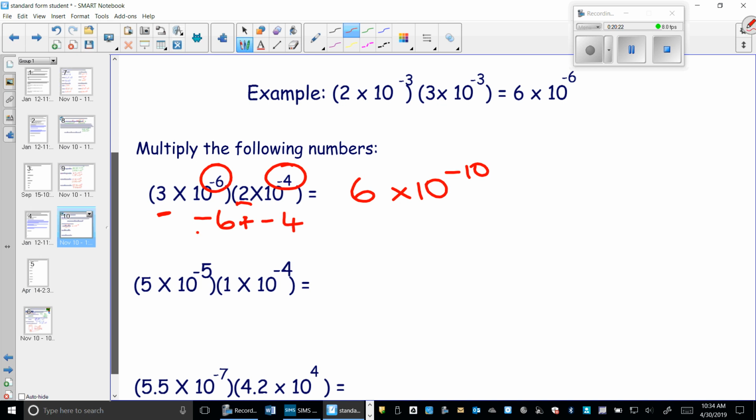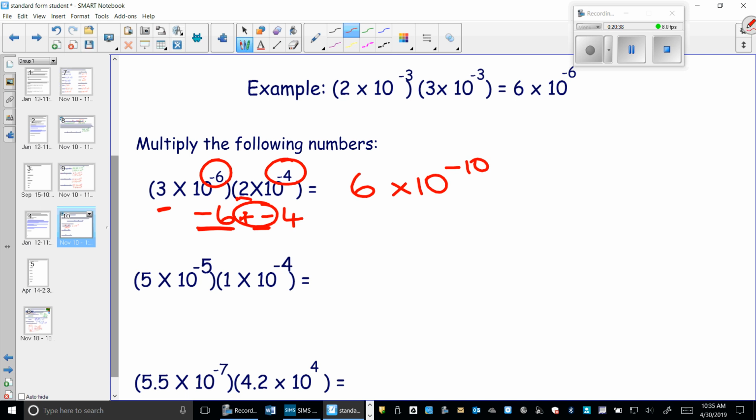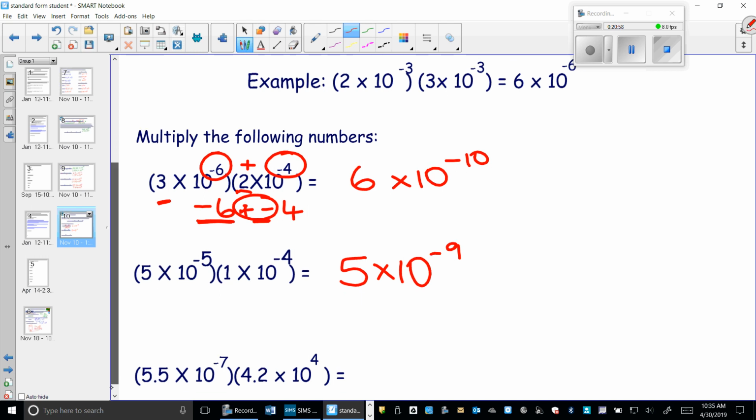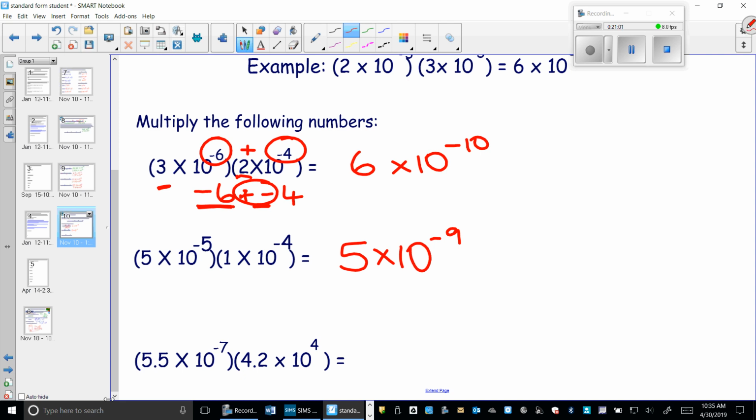If we're starting at negative 6 and adding a negative, it's the same as taking it away, yes? So you're going more to the negative, you're getting colder. Remember, the rule is you add your powers, unless you divide. So 5 multiplied by 1 is 5, multiplied by 10 to the power negative 9. Negative 5 minus 4.